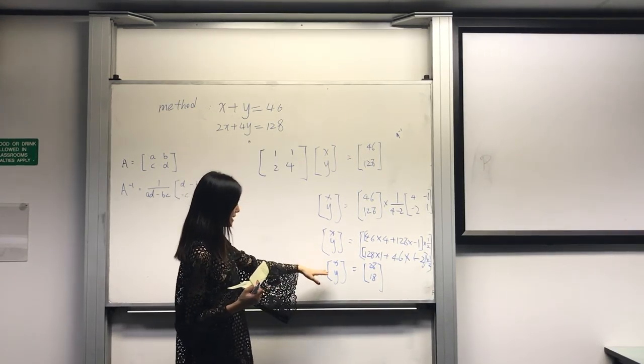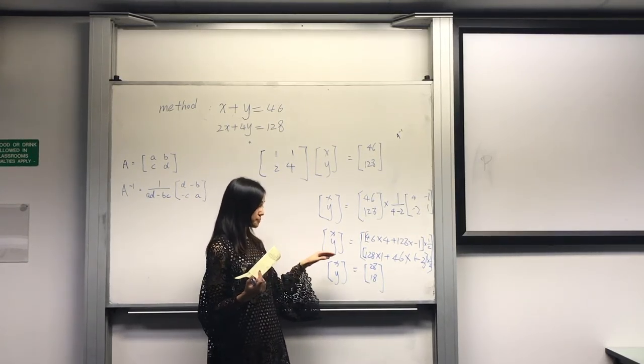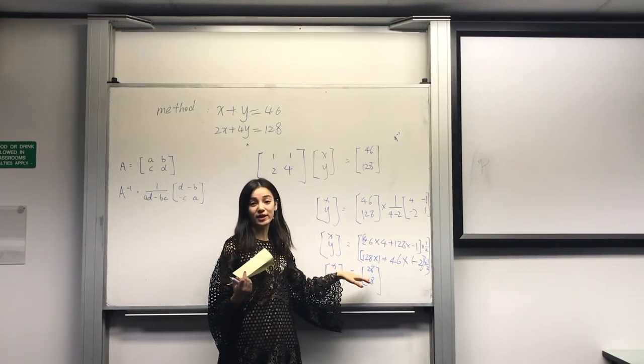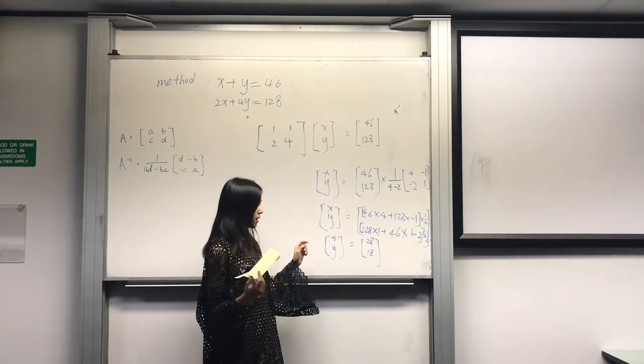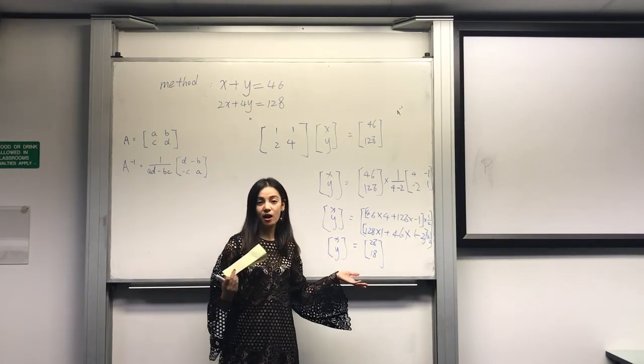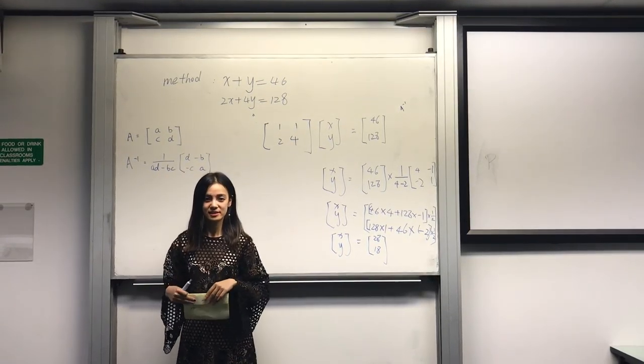As Kurt said, the x is chicken, so we got the total number of chickens is 28, and the y is the rabbit, so there are 18 rabbits in Xiaohong's backyard. Thank you for listening.